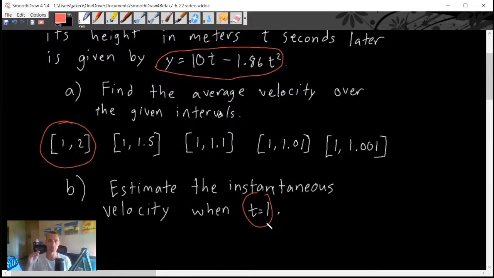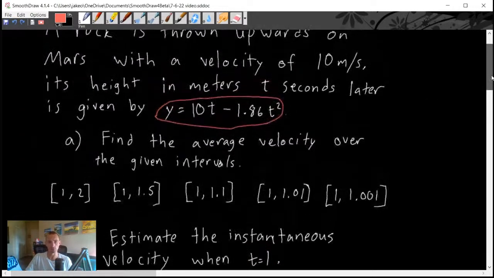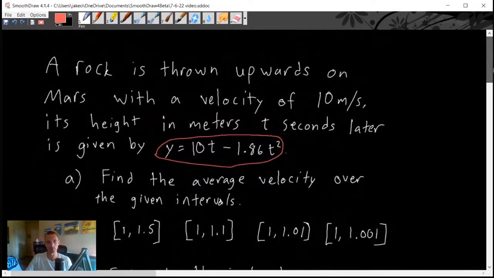For average velocity, you're going to be given 2 input numbers, in this case, the input is time, so 2 time numbers to look at. And with instantaneous velocity or instantaneous speed, you're going to be given just 1. So there's just going to be 1 input number that you're looking at. What's the speed or velocity at that specific point in time? So key difference there.